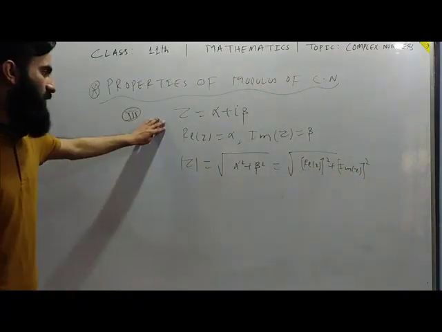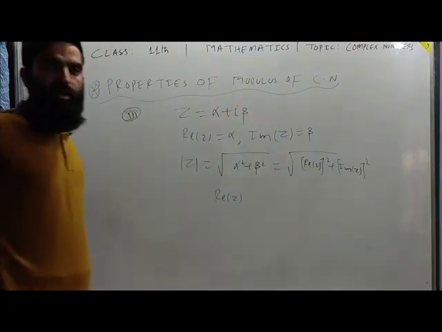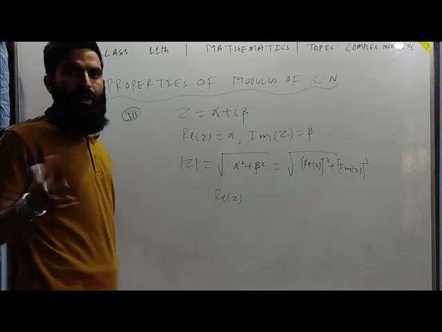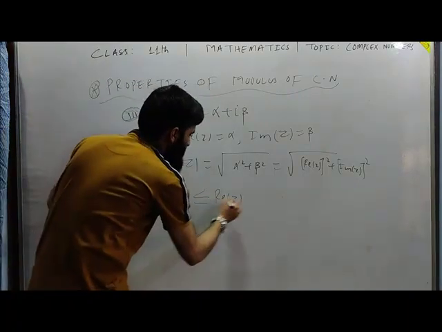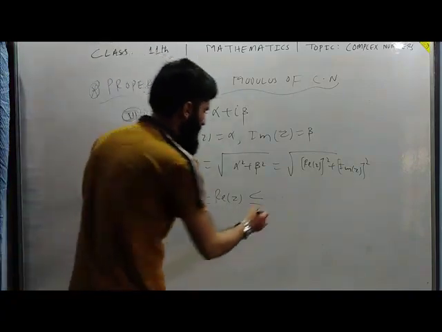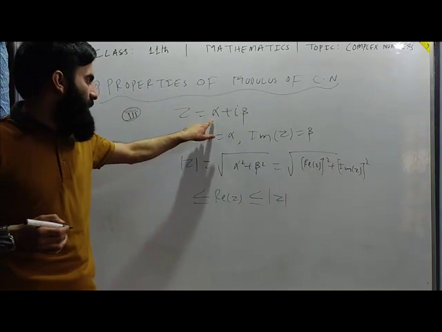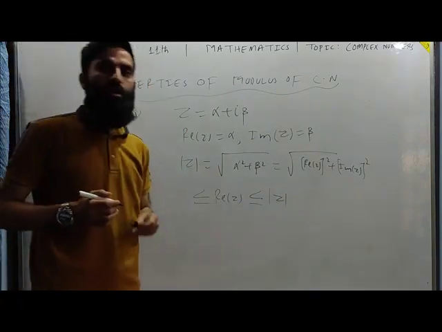Now from this property, you can have the real part of z. It is going to swing between what? It's going to swing between like this. It will always be less than or equal to what? Mod of z. The real part of z will be less than or equal to mod of z.